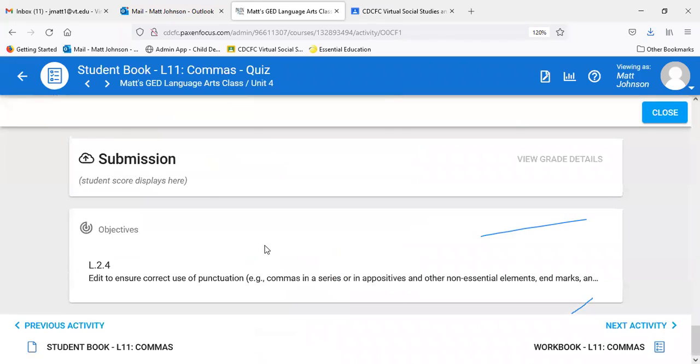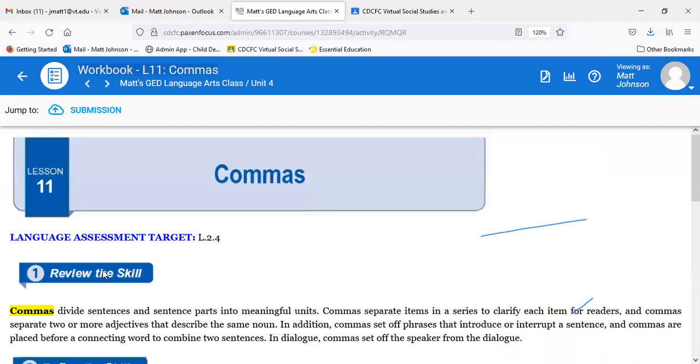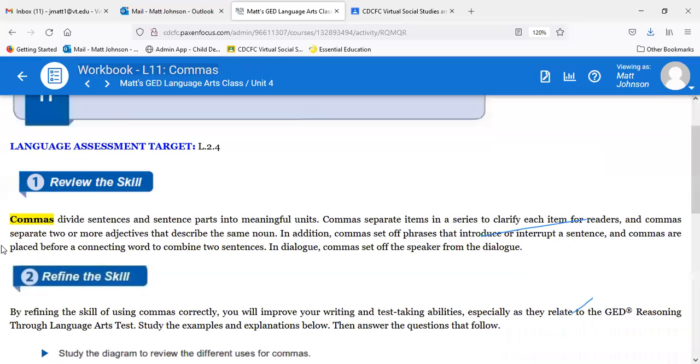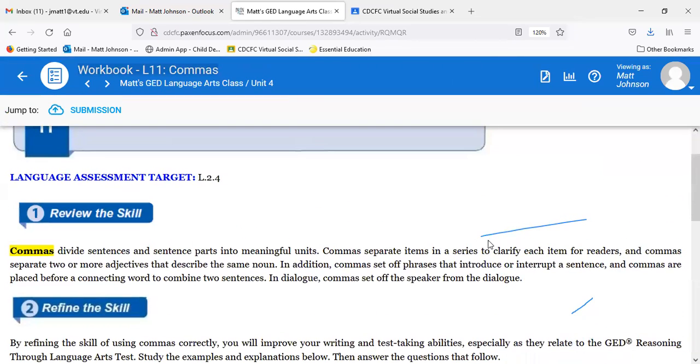All right, let's take a look at the workbook. I don't know why I have blue marks on my screen all of a sudden. That's weird. So commas divide sentences apart into meaningful units.